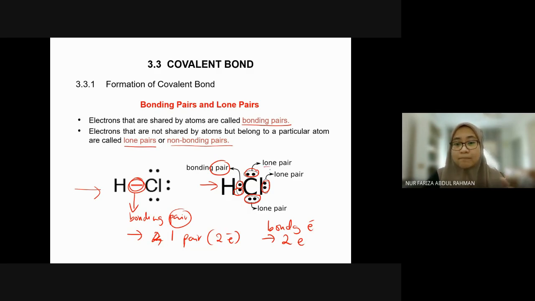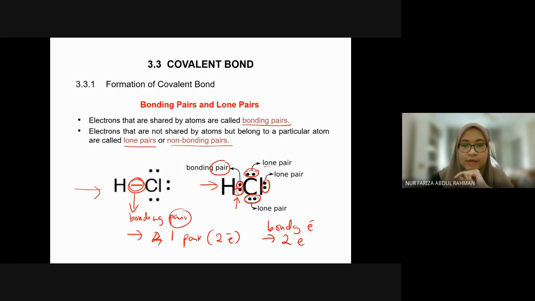This lone pair, or non-bonding pair, is electrons that are not involved in the bonding. A lone pair belongs to one owner only. The bonding pair has 2 owners, hydrogen and Cl. But a lone pair belongs to only one atom. Its owner is only one, in this case chlorine.